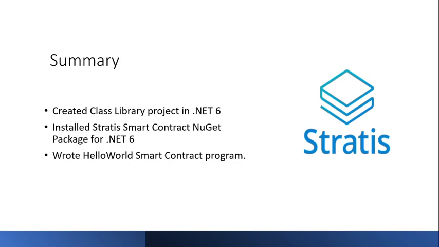Hence, in this video, we learned to get started with smart contract development in .NET 6. We created class library project in .NET 6. Additionally, we installed a Stratis smart contract NuGet package for .NET 6. Eventually, we wrote Hello World smart contract program in .NET 6 and we explored the differences of writing the Hello World program in .NET Core and .NET 6.